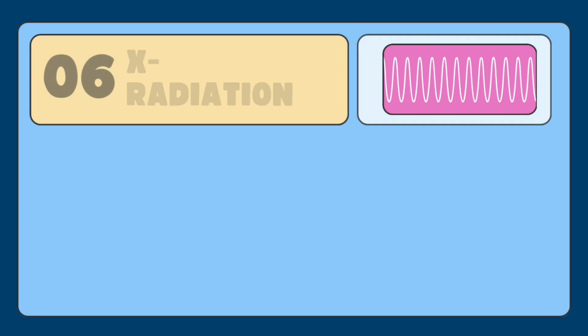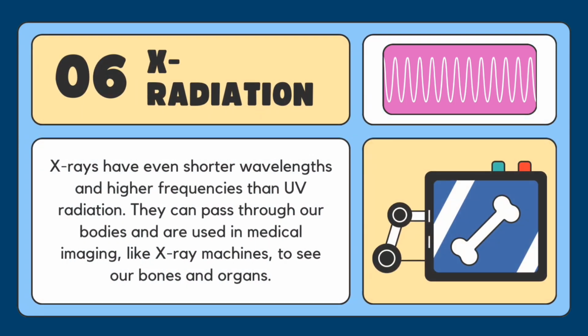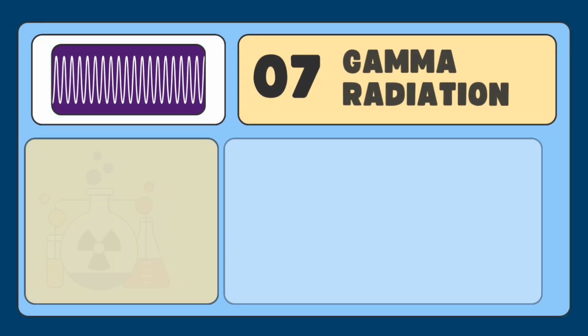Now we will be learning about X radiation. X-rays have shorter wavelengths and higher frequencies than UV radiation. They can pass through our bodies and can be used in medical imaging, like X-ray machines, to see our bones and organs.